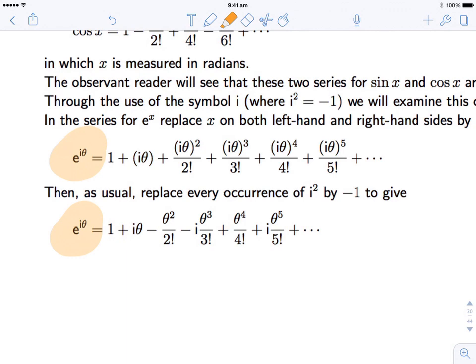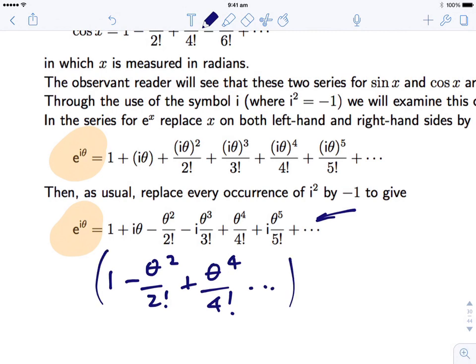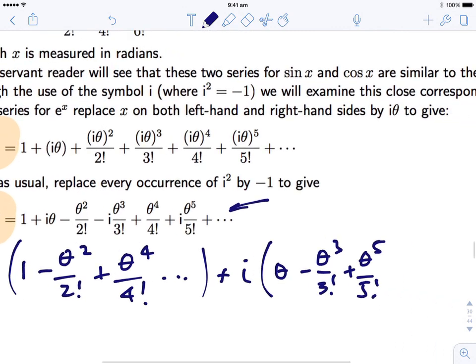Okay, you might think, where are we going with this? What I'm going to do now is isolate the real and imaginary parts in this expansion right here. So I'm going to take out all the bits with just the real parts: 1 minus theta squared over 2 factorial plus theta to the 4 over 4 factorial, etc., etc. And then I'm going to isolate all the imaginary parts. So we've got theta minus theta cubed over 3 factorial plus theta to the 5 over 5 factorial.